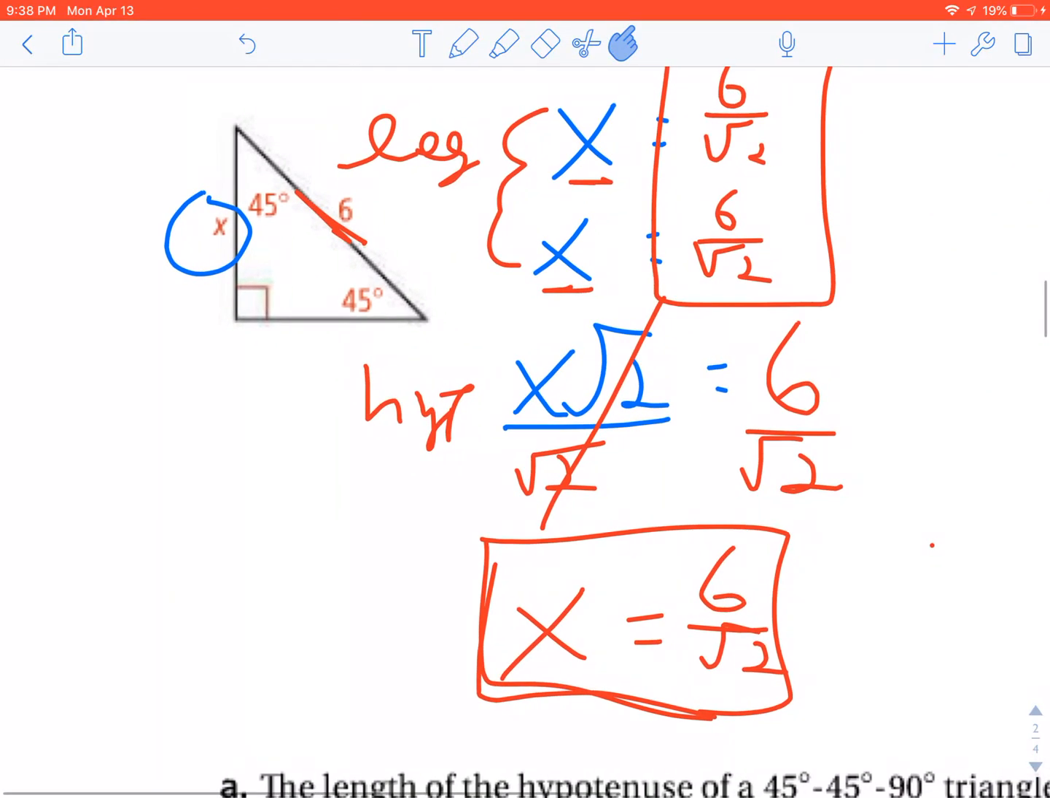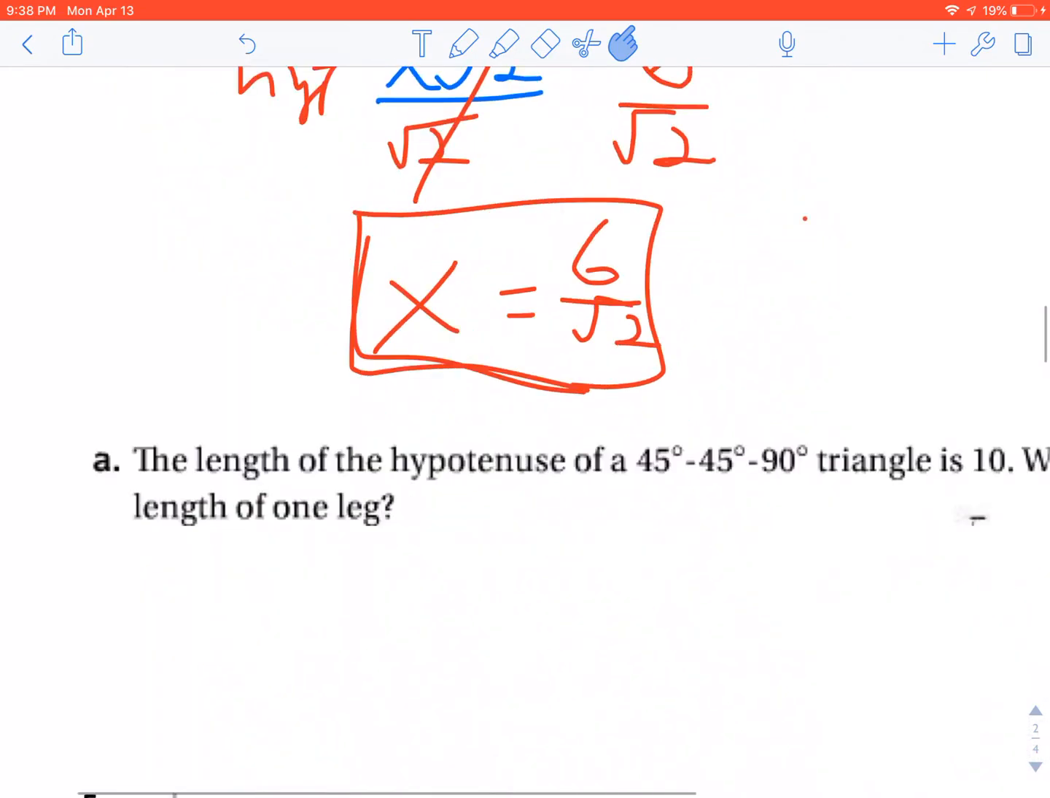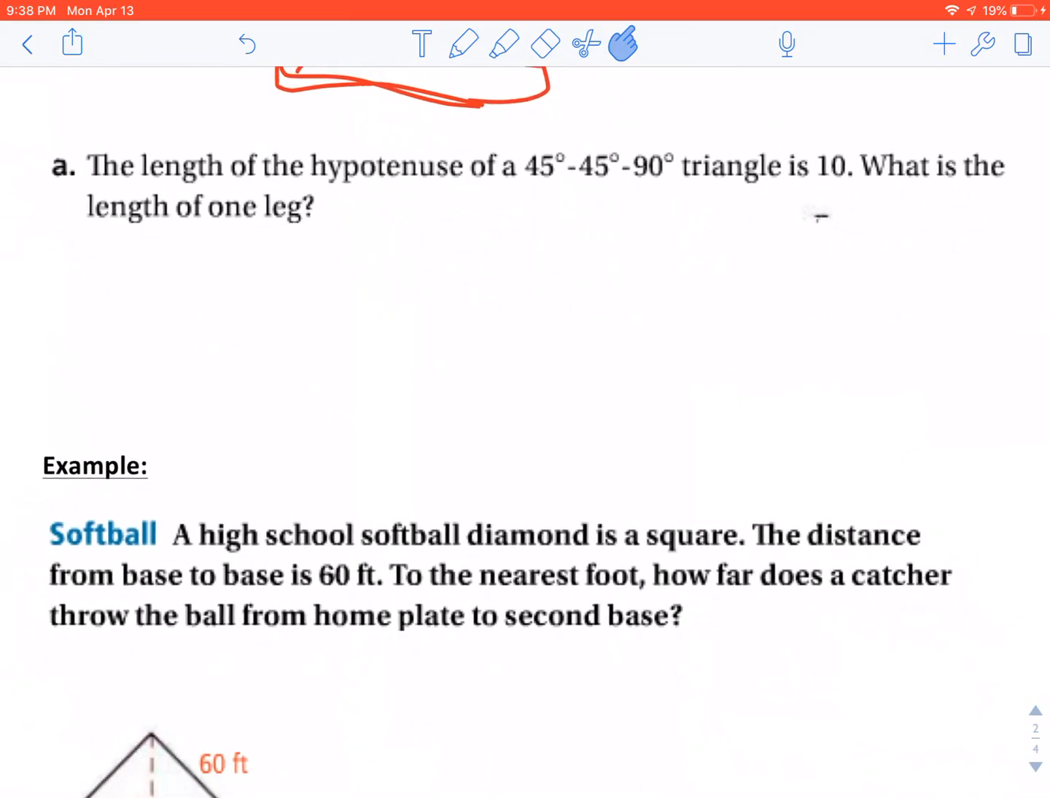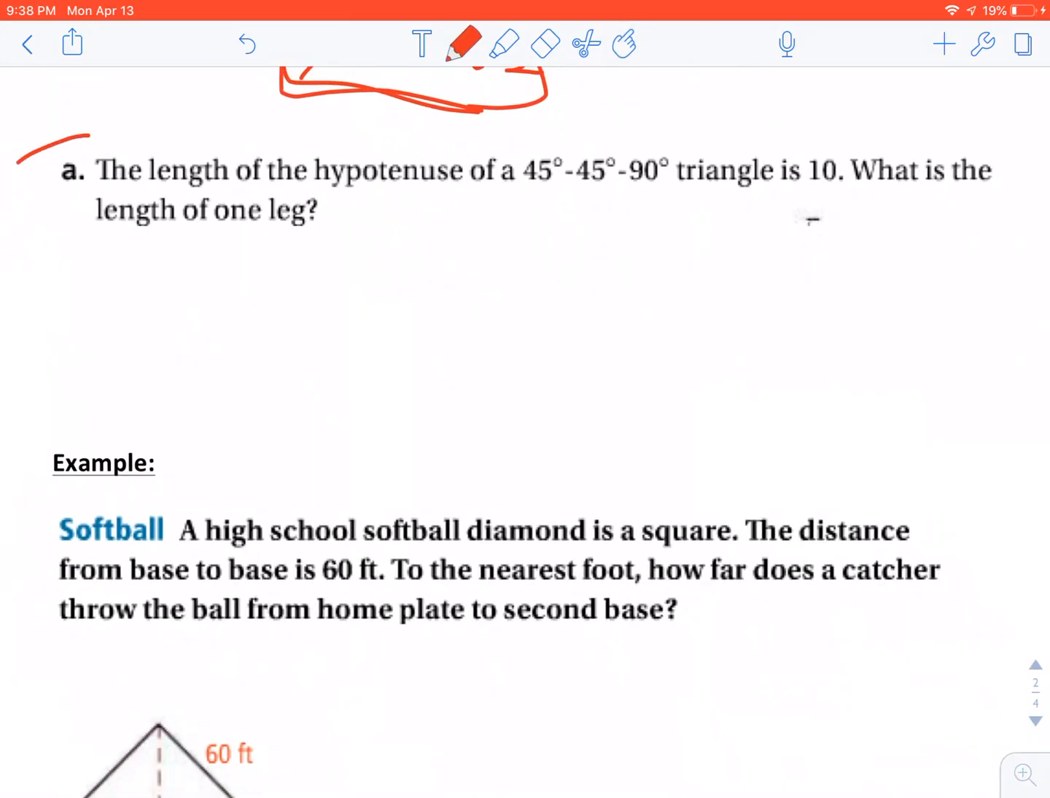Okay? So again, you have one more example down here. I lied, you have 2 more examples, but this example reflects the one we just did together, so again, you should pause it, try it, and then check your answer. There's no picture, but it should be no problem. It says the length of the hypotenuse of a 45, 45, 90 triangle is 10. So draw yourself a little picture. That's 10. What is the length of one of the legs?